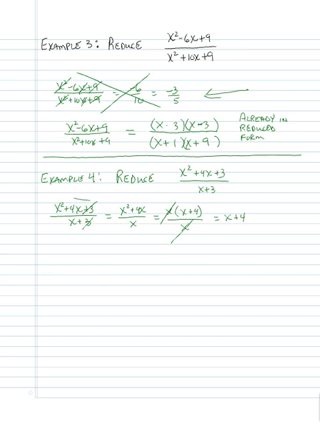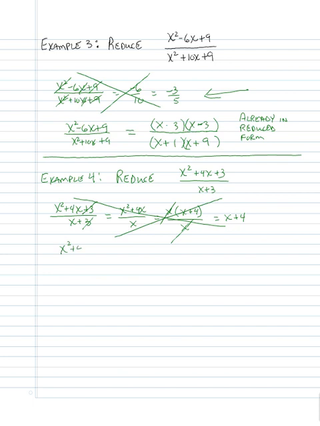But again, we know that's wrong, because what happened? We canceled before we factored. We canceled those plus 3's before we factored. So what we've done there is completely incorrect. Let's start over the correct way.